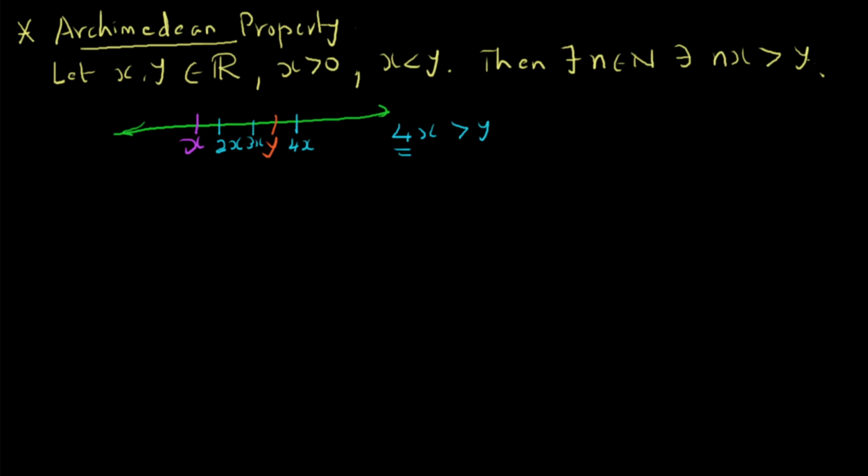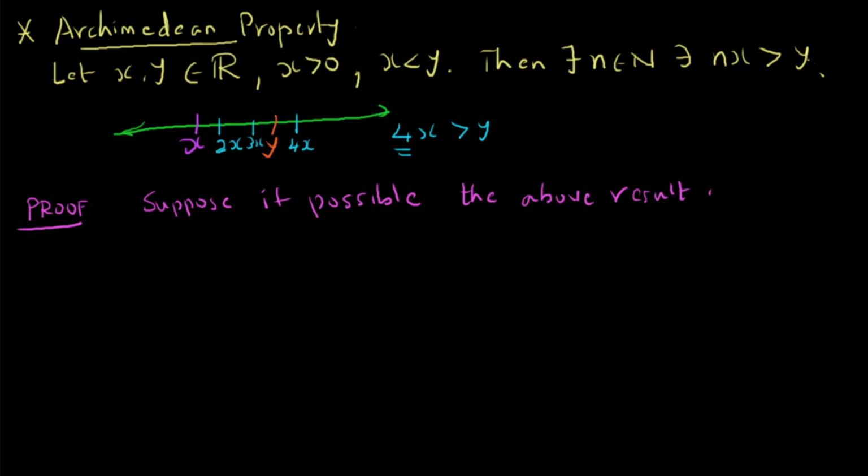But let us prove this result mathematically. So I am going to prove this by contradiction. Suppose this result is not true. Suppose, if possible, the above result, the Archimedean property, is not true.